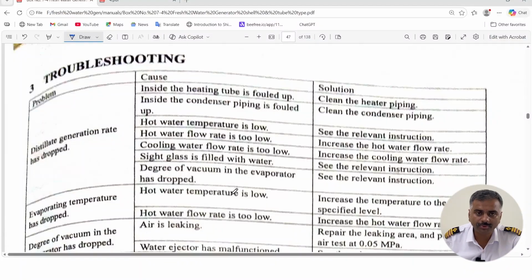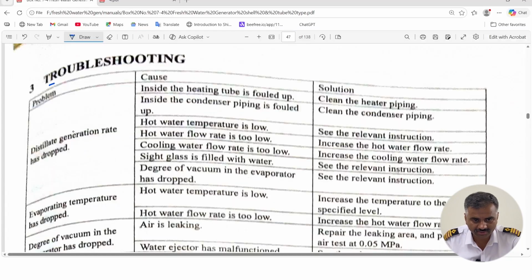So guys, the most important part in manual troubleshooting is that first you understand the manual and then you go for understanding the problems. So problem number 1 is: distillation rate has dropped. A little bit tricky, this Sasakura model says distillate generation rate, that means freshwater production, has reduced.